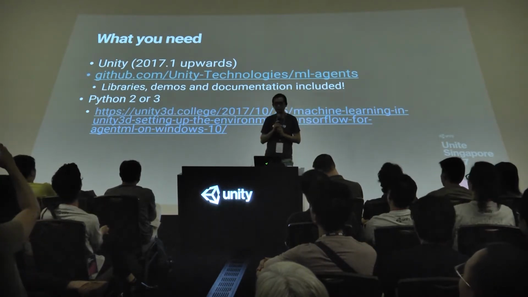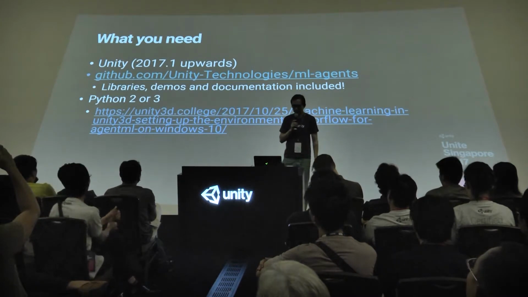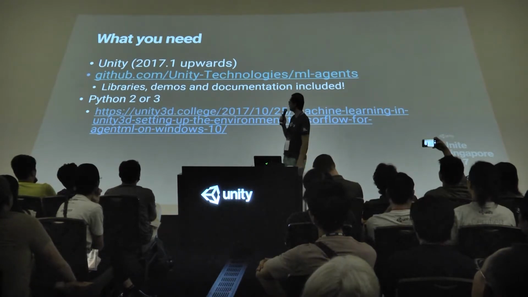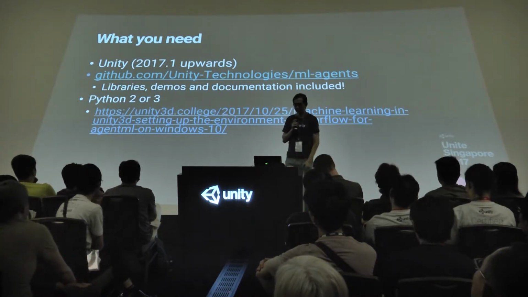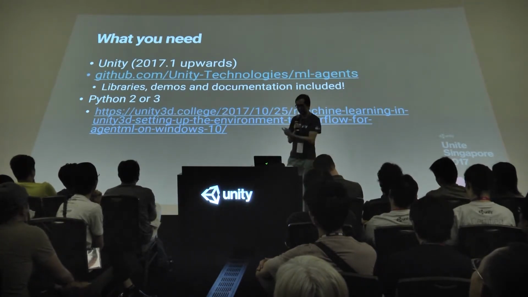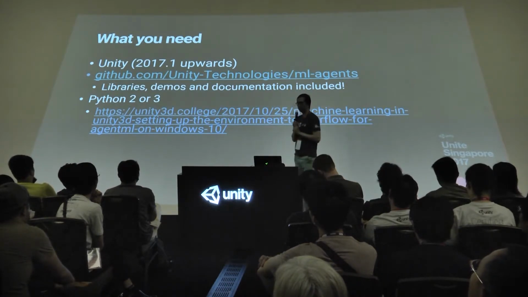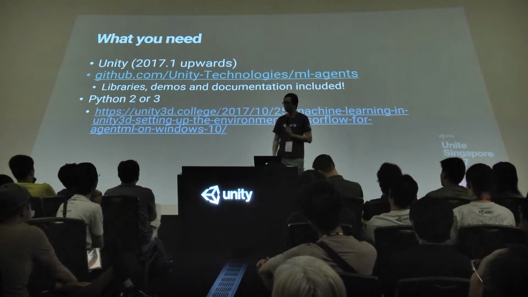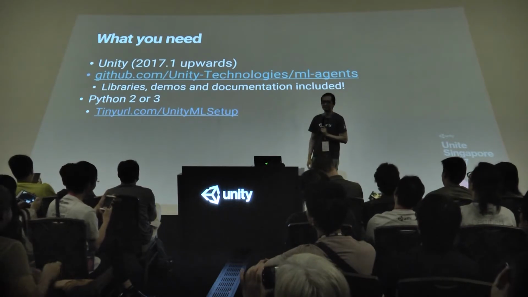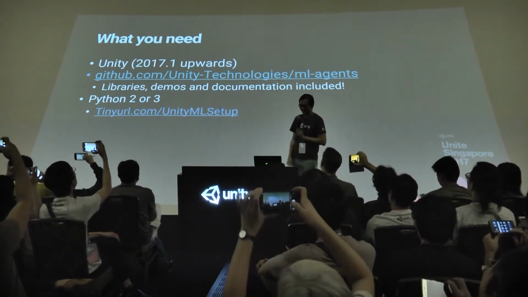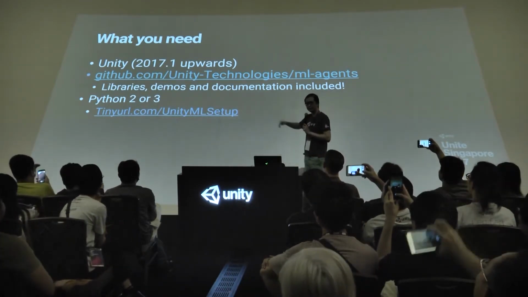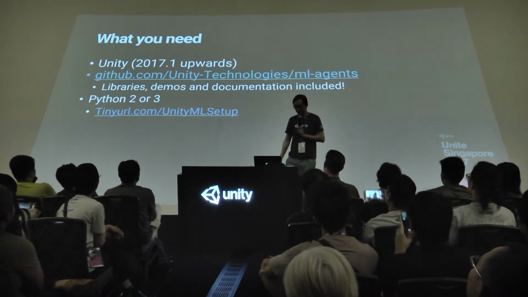First, you need Unity 2017.1 and above. Next, you need to download the project from GitHub. And that's the link. It includes all the necessary libraries, demos, and documentations. And you will need Python 2 or 3. And that's the link that will describe how you can install Python 2 or 3. It is a super long URL, so I shortened that for you. You are welcome. It's a very detailed description. Just follow step by step and you should get it running.